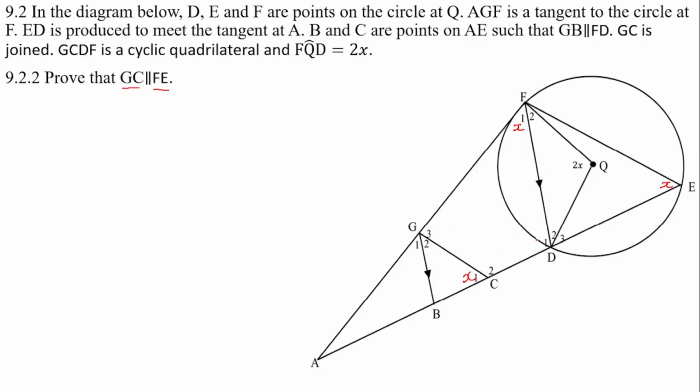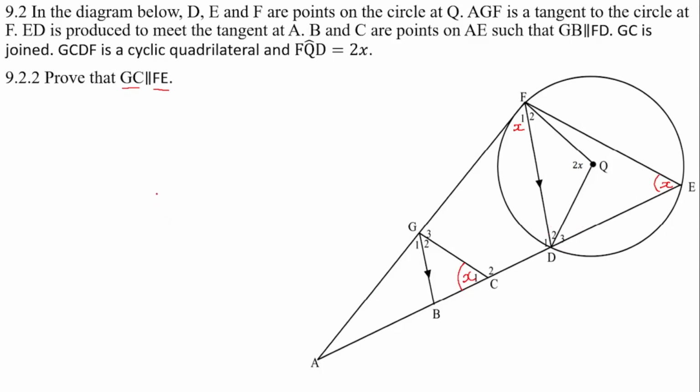GC is parallel to FE. If we check, we've done that. How do we prove that the lines are parallel? We can prove the lines are parallel if the corresponding angles are equal. We can prove the lines are parallel if the alternate angles are equal. And also we can prove the lines are parallel if the co-interior angles are supplementary. So now we proved that angle C1 is equal to angle E. Remember we discussed this. But let's write it in our answer nicely.